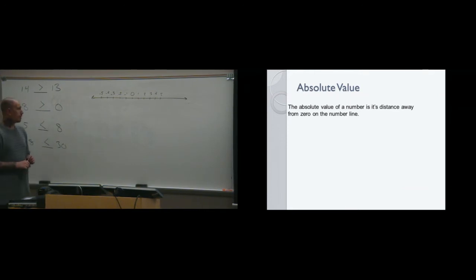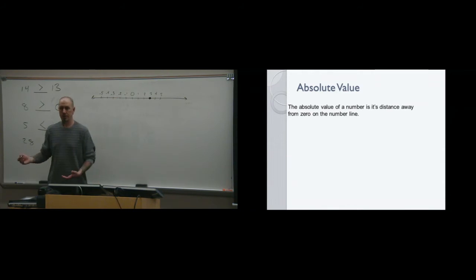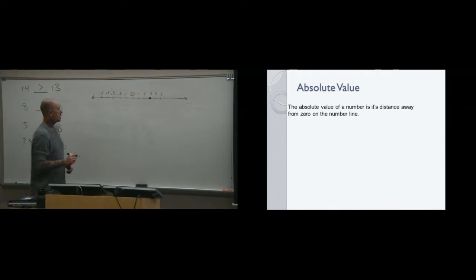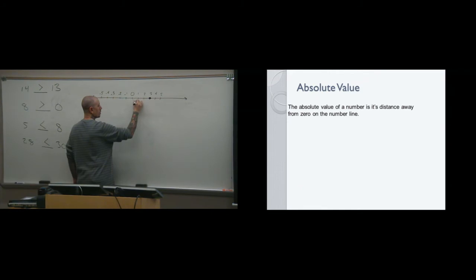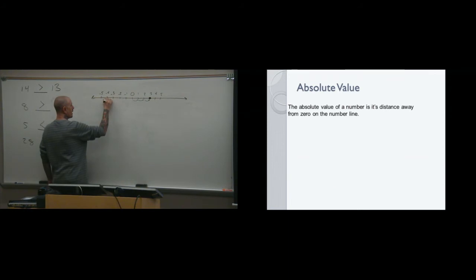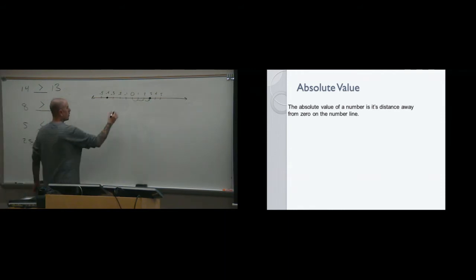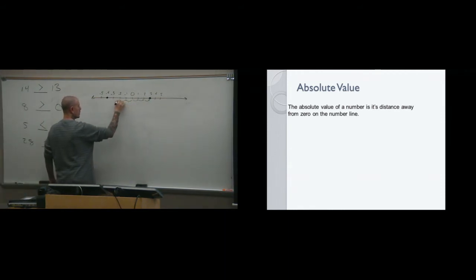So for instance, if I come over here and I look at 3, how many units away from 0 is 3? 3, right? 1, 2, 3. So it's 3 units away from 0. Now, if I come over here and I grab negative 4, how many units away from 0 is it? It's 4, right? 1, 2, 3, 4.